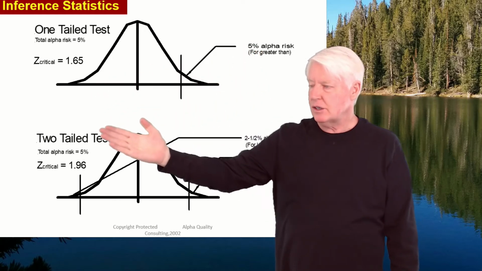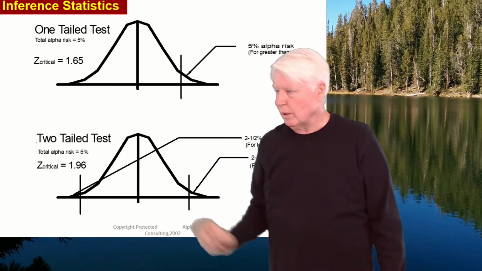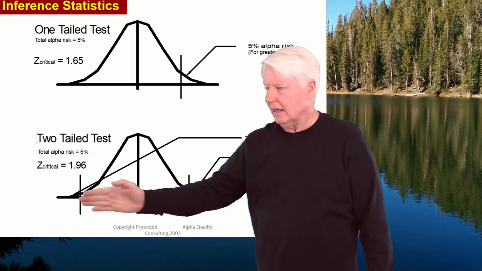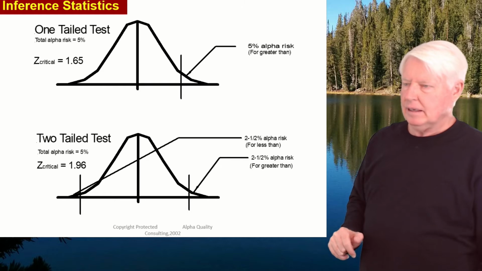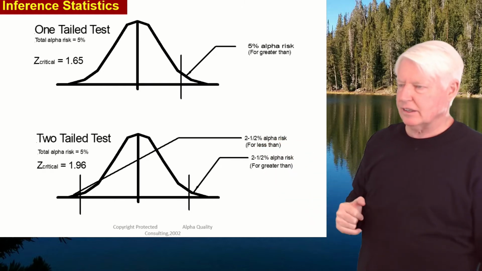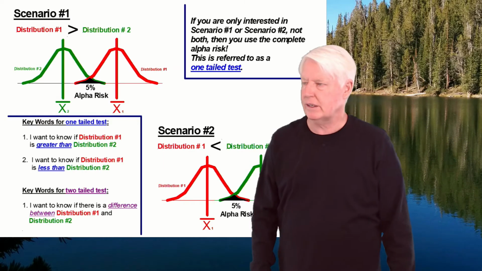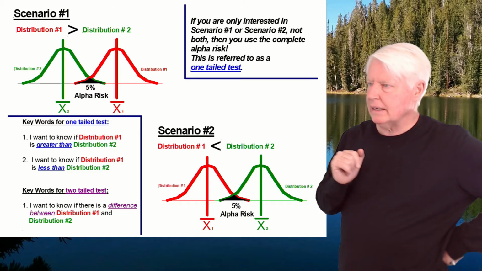If it's a two-tailed test, then you split the risk up. You use 2.5% for the upper side, greater than, and 2.5% for lesser than. And so you use half the alpha risk in the study if it's a two-tailed test. One-tailed test, use the full alpha risk. And I just drew it out here to help you understand.